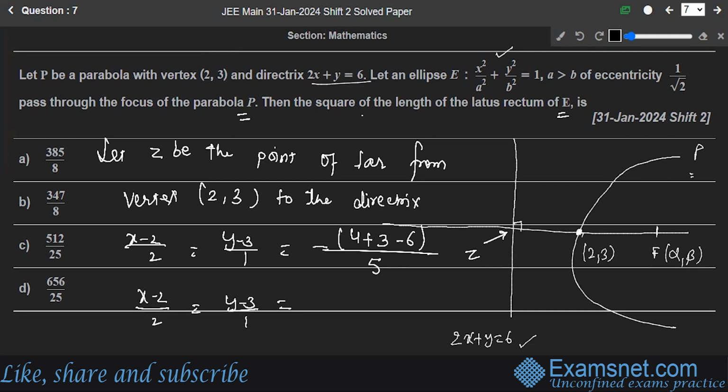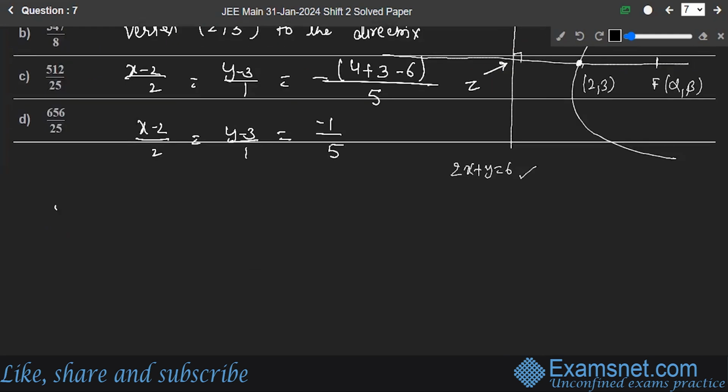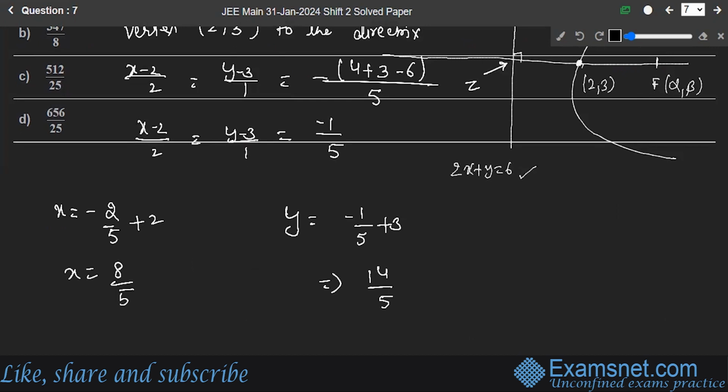This will be equal to minus 1 by 5. From here, the value of x is equal to minus 2 by 5 plus 2, and y will be equal to minus 1 by 5 plus 3, which is equal to 14 by 5, and x will be equal to 8 by 5. This is the value for z: 8 by 5 and 14 by 5.